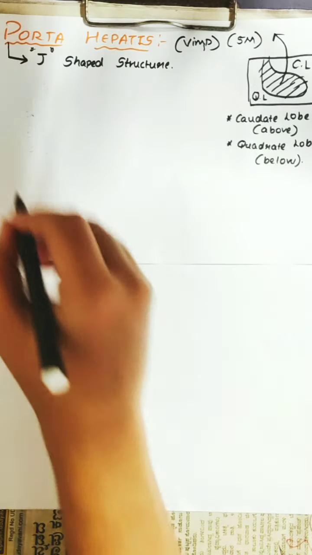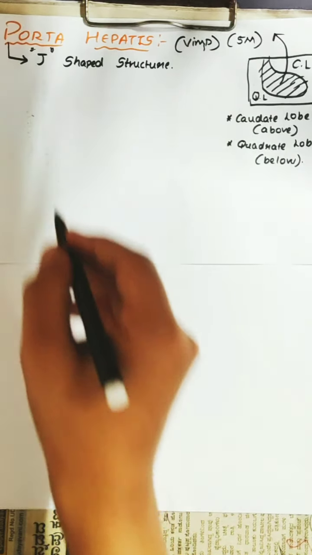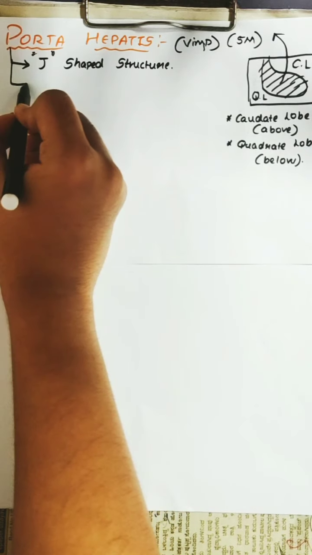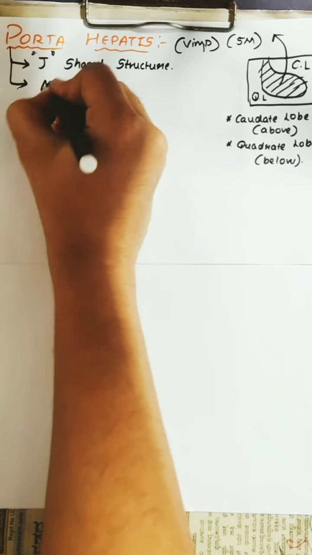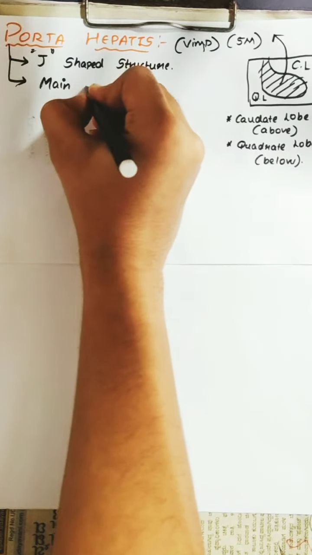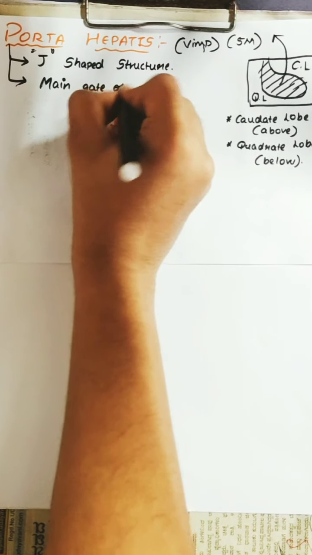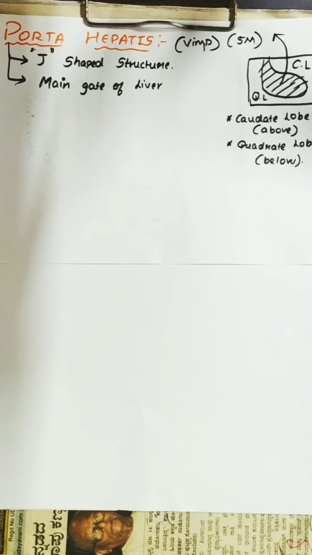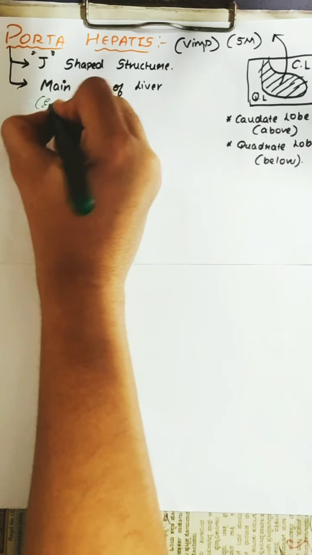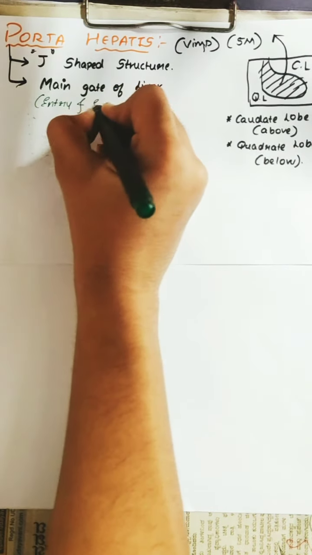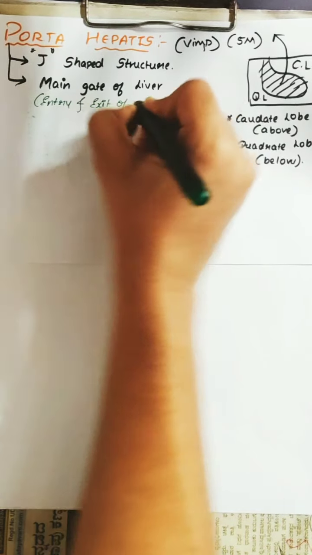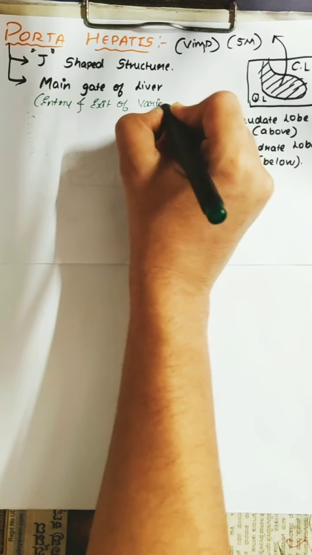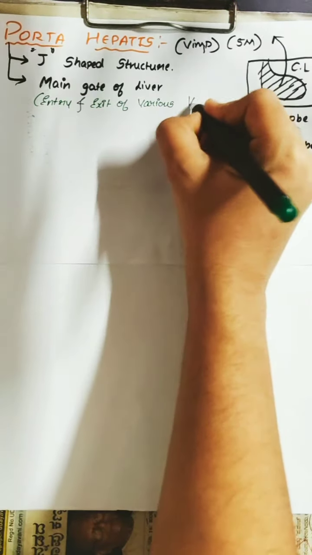So porta hepatis is a J-shaped structure. We will give the introduction first. So it is the main gate of the liver, because it helps in the entry and exit of various substances, entry and exit of various vessels.